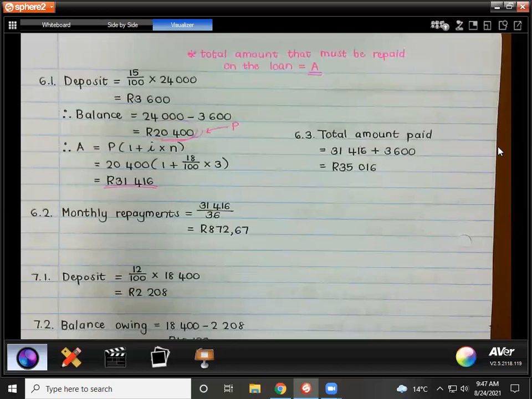Okay, are we fine with that one? 6.1. The language might have confused you a bit, but I hope that it makes sense now. Okay. Then 6.2, they wanted the value of the monthly repayments. So the monthly repayments, yes?